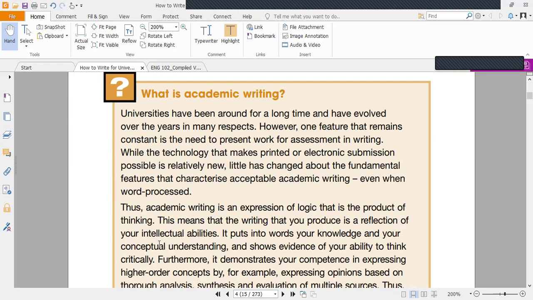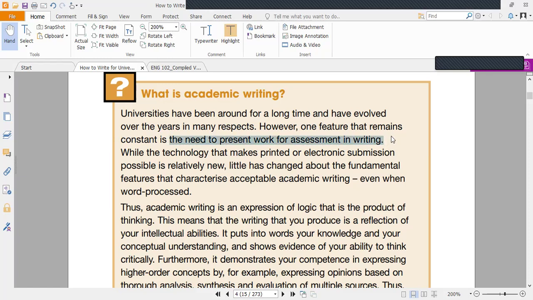What is academic writing? This is an important question. Before we start reading further, we need to know what academic writing is. And chances are you may have a long answer question in the examination also about what academic writing is. Let's read it. Universities have been around for a long time and have evolved over the years in many respects. However, one feature that remains constant is the need to present work for assessment in writing.